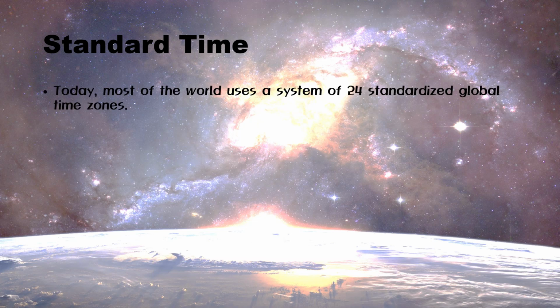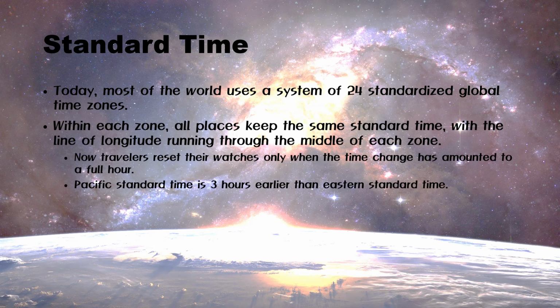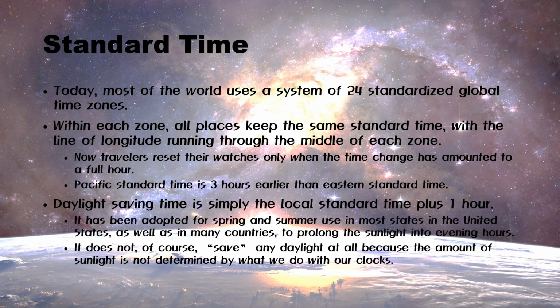Today, most of the world uses a system of 24 standardized global time zones. Within each time zone, all places keep the same standard time, with the line of longitude running through roughly the middle of each zone. Now, travelers reset their watches only when the time changes amount to a full hour. So Pacific Standard Time, for example, is 3 hours earlier than Eastern Standard Time.